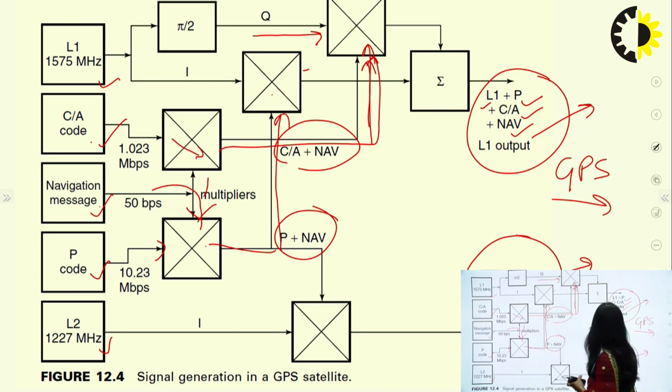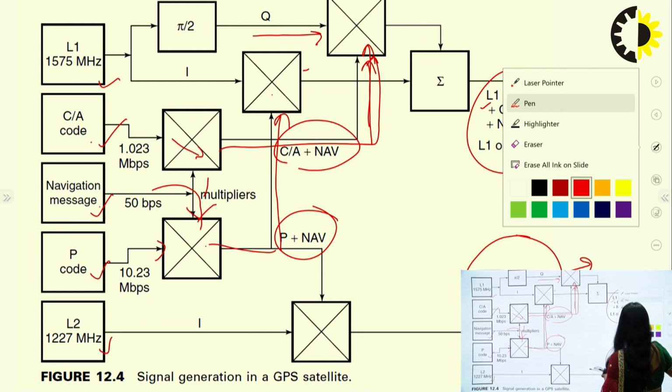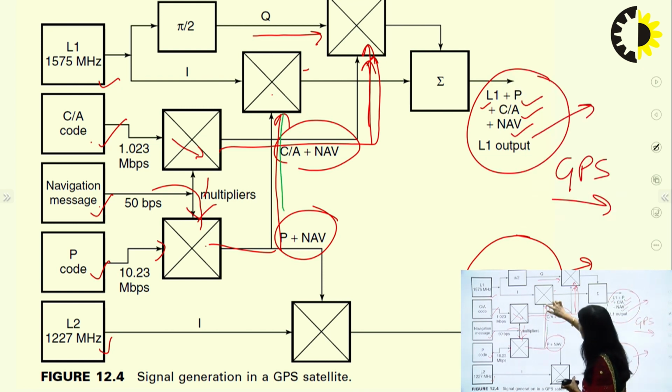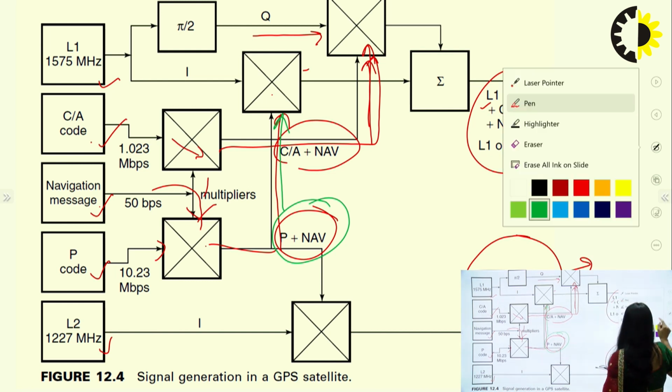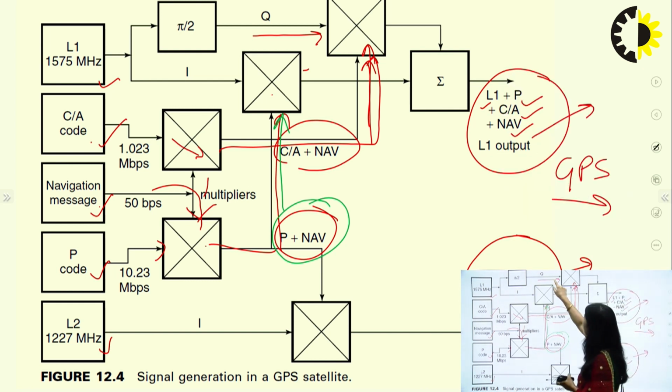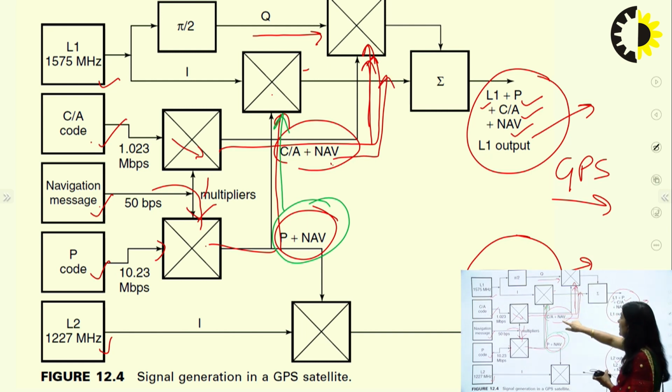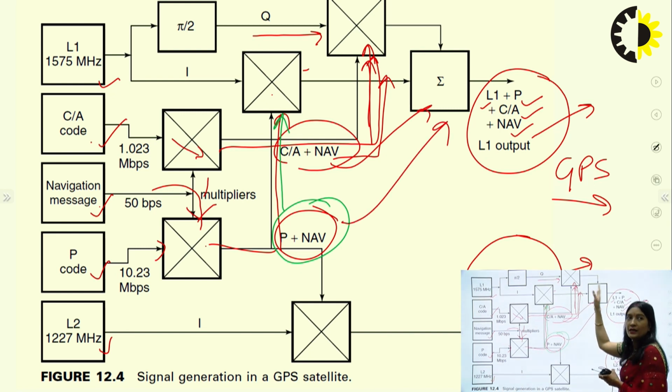So in the in-phase part is this one, in which we have the P plus navigation, and in the quadrature part we have the C/A code plus navigation. So the output will be C/A plus navigation, P plus navigation, right? And L1 is also there. So L1 plus P plus C/A plus navigation will be the first part.